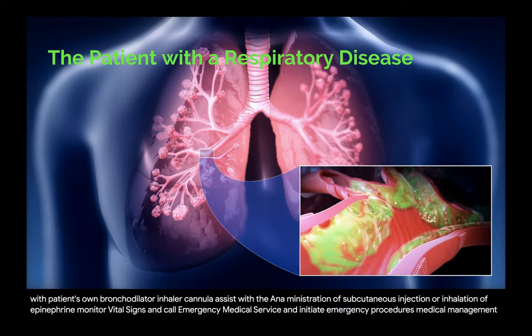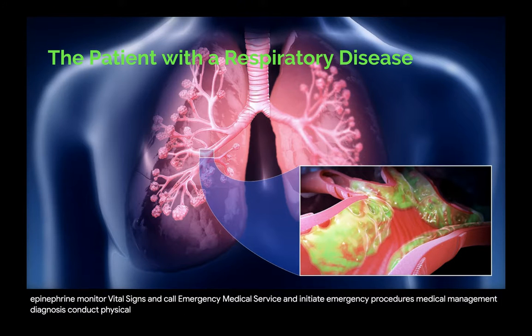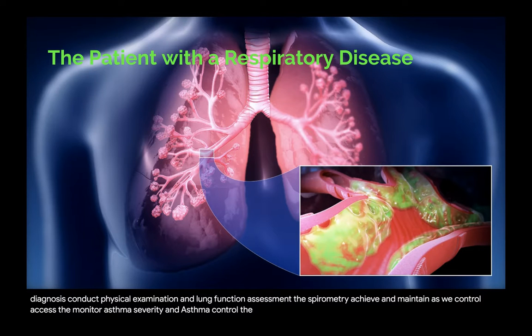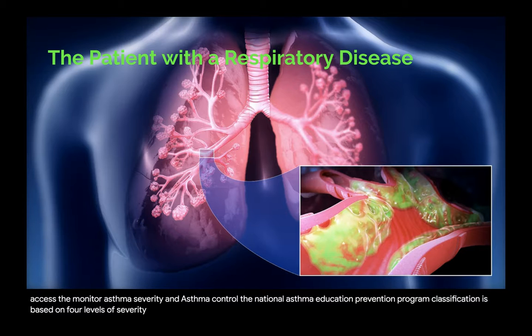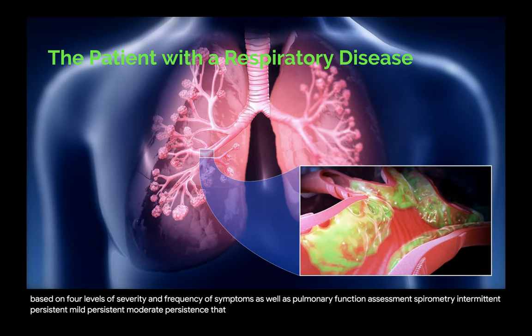Medical management. Diagnosis: conduct a physical examination and lung function assessment, the spirometry. Achieve and maintain asthma control. Assess and monitor asthma severity and asthma control. The National Asthma Education and Prevention Program classification is based on 4 levels of severity and frequency of symptoms, as well as pulmonary function assessment by spirometry: intermittent, persistent mild, persistent moderate, persistent severe.